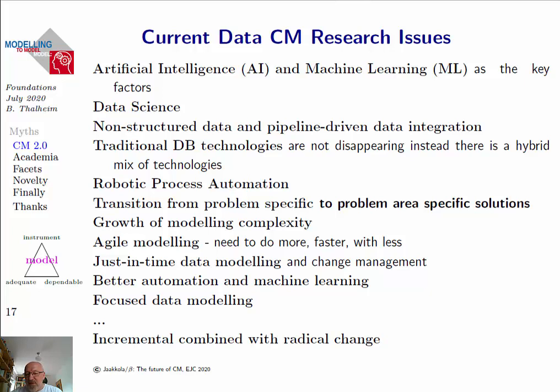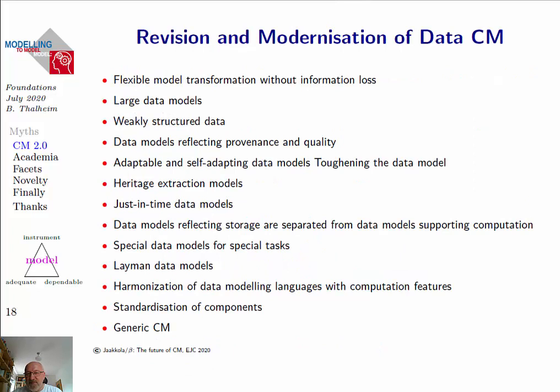We need a better automation and a better machine learning. We should also focus more on specific ways of data modeling. And of course, we should also know how we can handle migration, modernization of systems, or even radical changes. For this reason, a number of data conceptual modeling approaches should be reconsidered, revised, modernized.